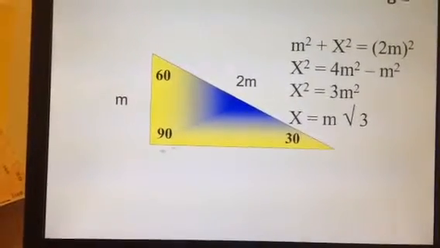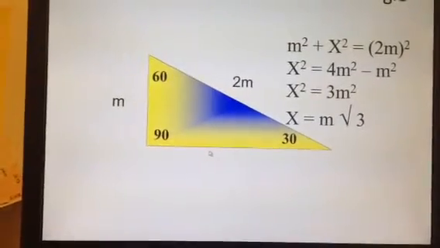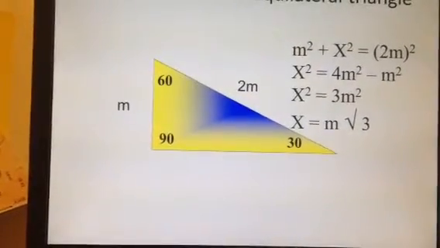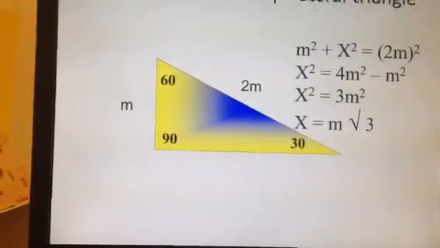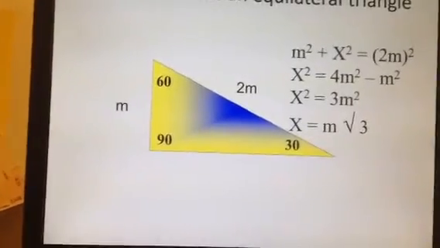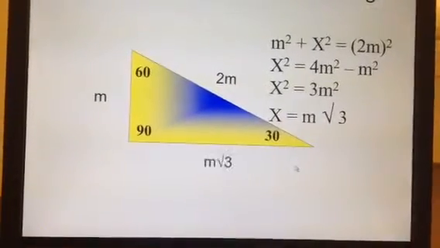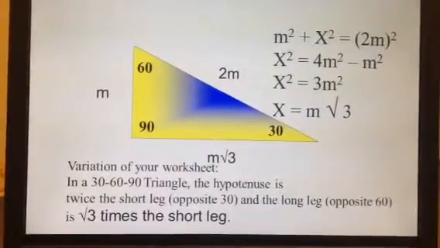Which basically means this side here is 1.7, which is roughly what the square root of 3 is, times longer than this one right here. So it's shorter than 2 times m, but longer than m. It's 1.7m, or m root 3. And then just a reminder that that pattern holds.